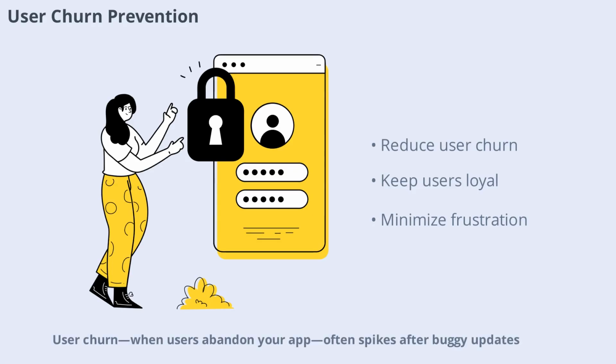User churn, when users abandon your app, often spikes after buggy updates. Backward compatibility is your best defense. By ensuring your app works for everyone, you reduce frustration and keep your user base loyal. Remember, it's much easier to keep existing users than to win new ones.